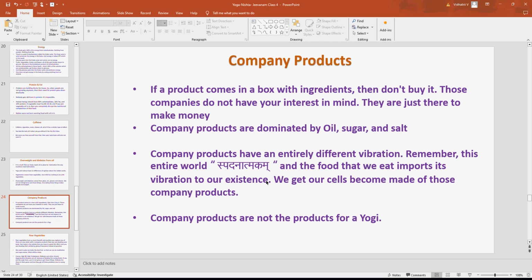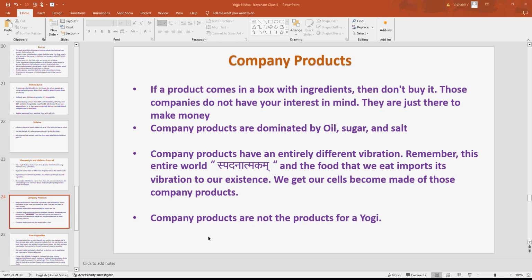And also the company products have an entirely different vibration, right? We talked about this. All foods have a spandan, right? So we'll talk about that. What I was actually saying is that the company foods are dominated by oil, sugar and salt, right? The three of them. That's why we call them namkeen, or we call them sweet, right? Those are all added to entice people, to make people addicted to those things. They have zero nutritional value, right?